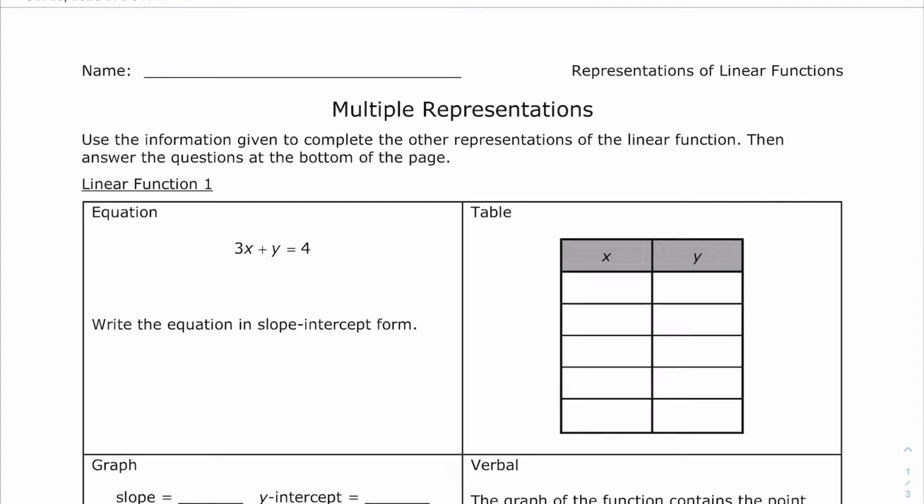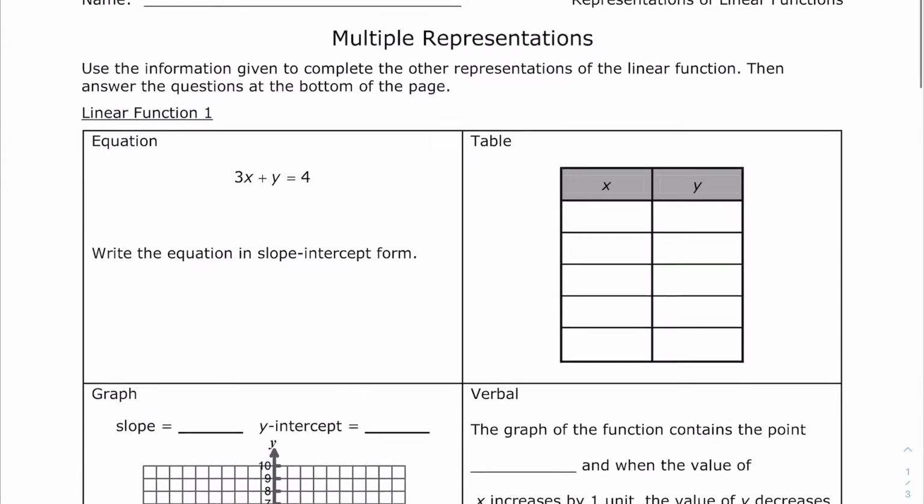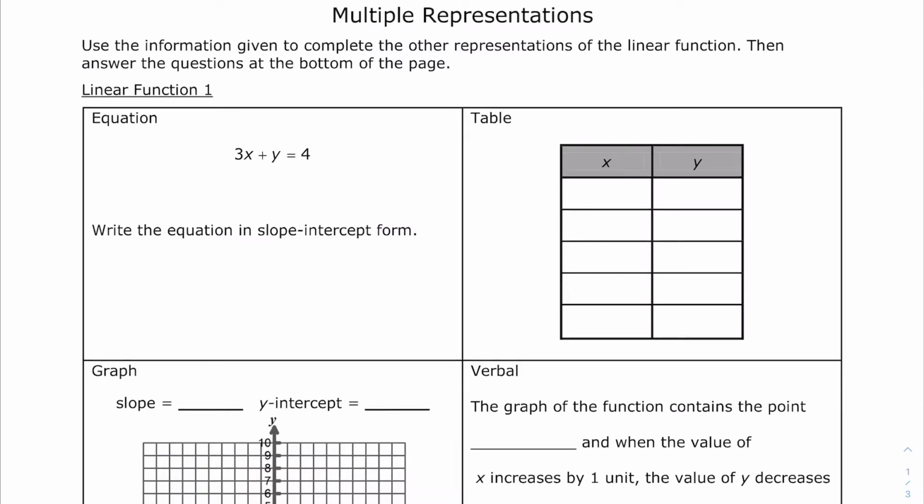Hello everyone, in this video we're going to be talking about multiple representations for the second time. The first few questions are going to be very similar to this starting layout. So let's go through the first one together and then the next two you will do. They gave us an equation in standard form and we're going to need to change it into slope-intercept form.